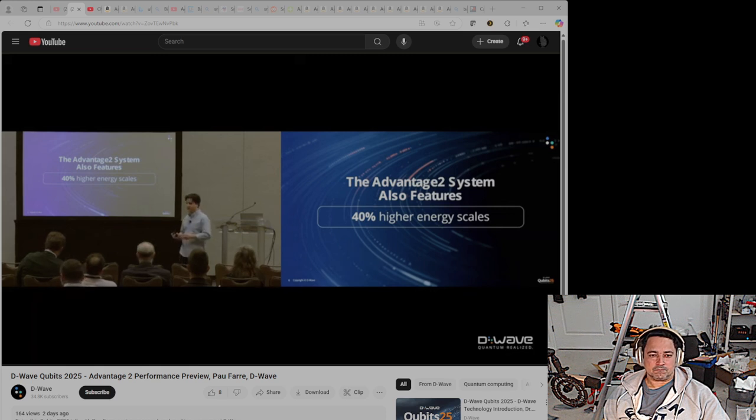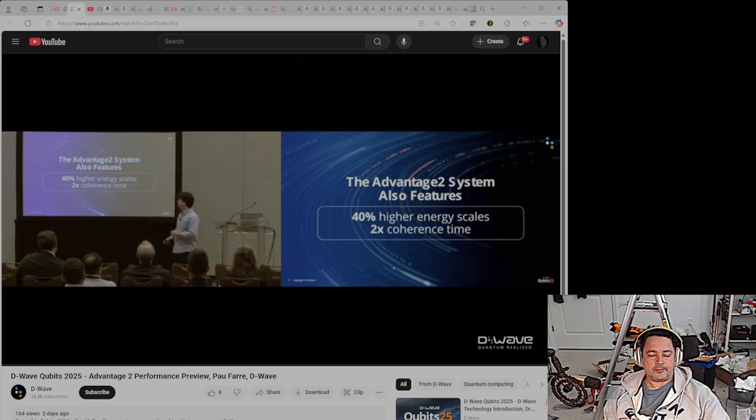% higher energy scales. In our quantum computers, we map optimization objectives to energy. And higher energy scales means greater separation between good solutions and worse solutions, making good solutions more likely.